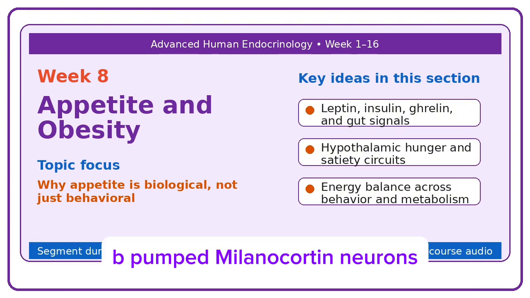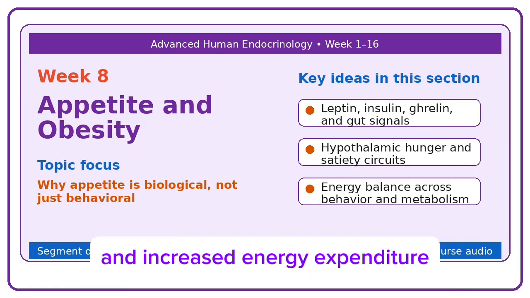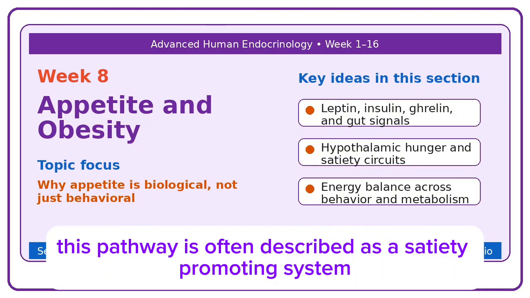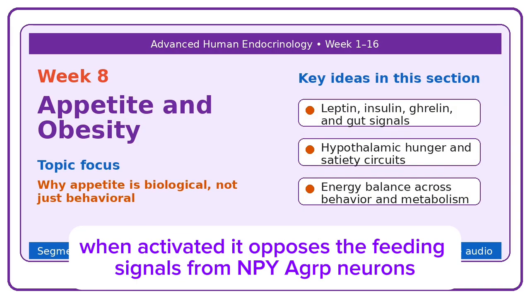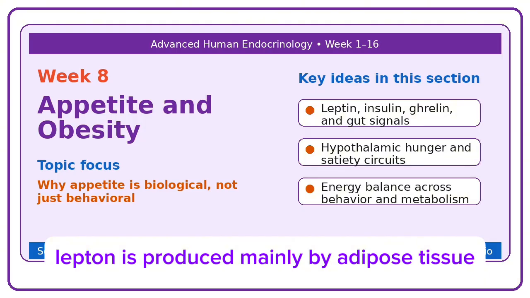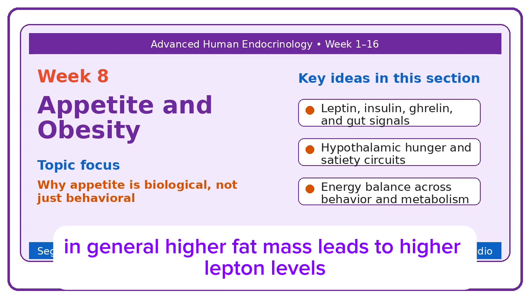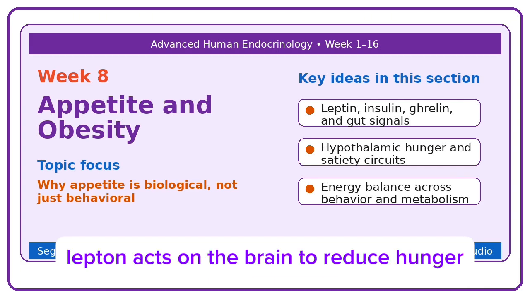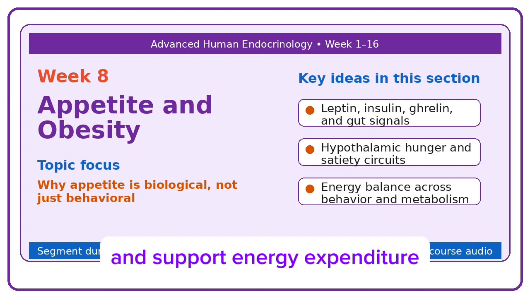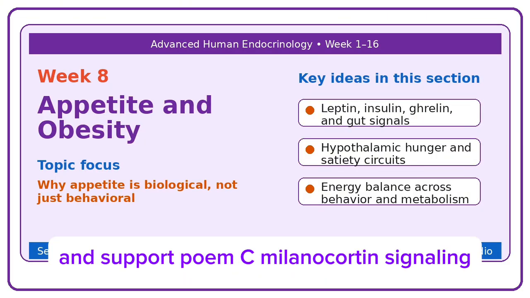B. POMC melanocortin neurons. POMC neurons generate melanocortin peptides that support satiety and increased energy expenditure. This pathway is often described as a satiety-promoting system. When activated, it opposes the feeding signals from NPY-AgRP neurons. 3. Long-term adiposity signals, A. Leptin. Leptin is produced mainly by adipose tissue and reflects the level of long-term energy storage. In general, higher fat mass leads to higher leptin levels. Leptin acts on the brain to reduce hunger and support energy expenditure. It tends to suppress NPY-AgRP signaling and support POMC melanocortin signaling.